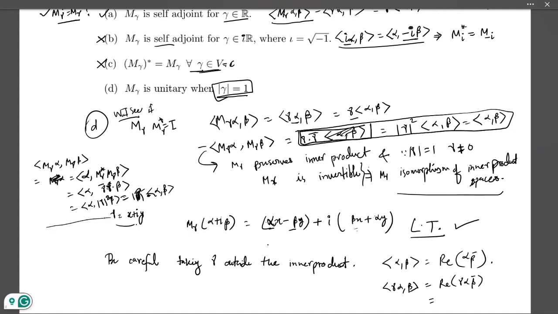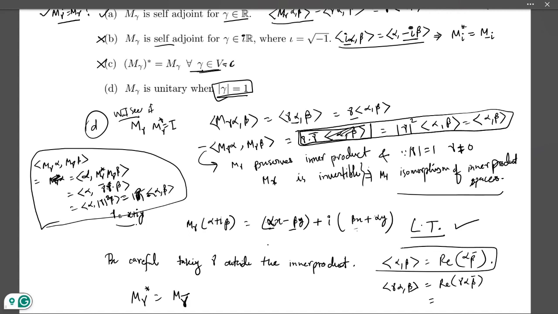It preserves it, it is not directly coming outside. M gamma star is basically a multiplication by gamma bar. You just check it. It is coming from this property.